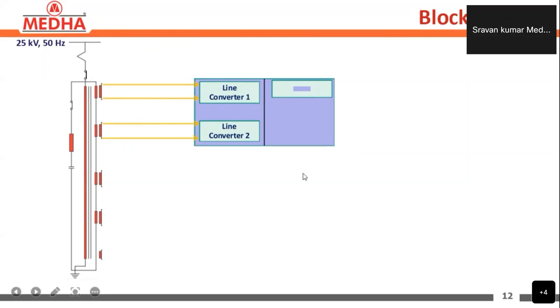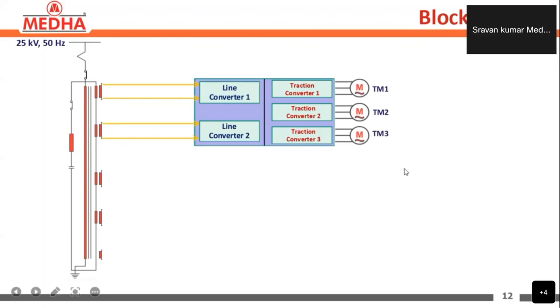Next we are having the traction converters: traction converter one, traction converter two, and traction converter three. These are used for supplying the traction motors, that is TM1, TM2 and TM3, of bogie 1 motor. So an individual converter is supplying an individual motor. Here the DC link created by the line converters is taken by the traction converters and then converted to three phase, variable voltage and variable frequency, and given to the motor here.